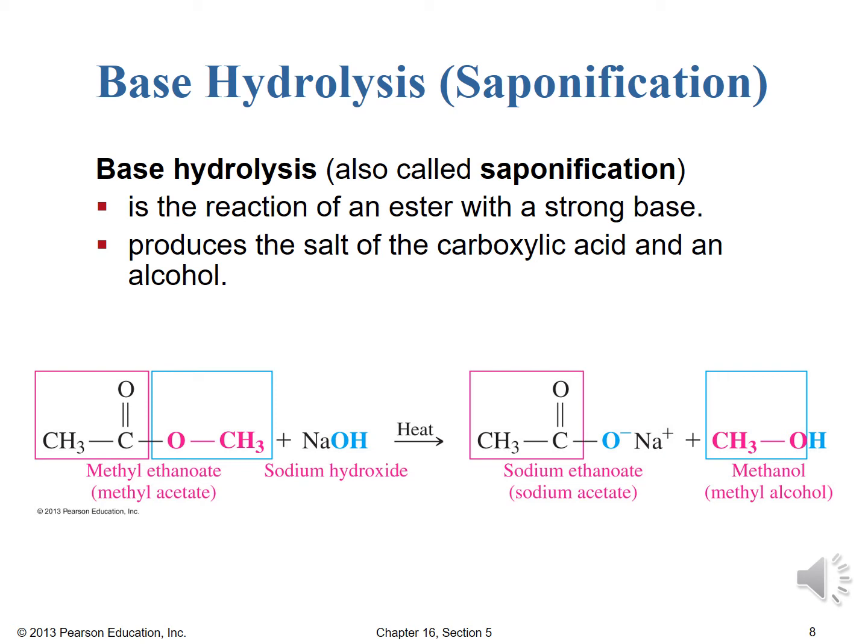So if we look at the example here on the screen, we have methyl ethanoate by IUPAC naming, or methyl acetate by common naming, reacting with sodium hydroxide, one of our strong bases, in the presence of heat. Notice it's not a reversible reaction now because we have that strong basic substance. We're going to force it in the forward direction, and we're going to make sodium ethanoate, the sodium salt of the carboxylic acid, and then methanol, the alcohol, methyl alcohol by common naming, that went into the formation of that particular ester in the first place.